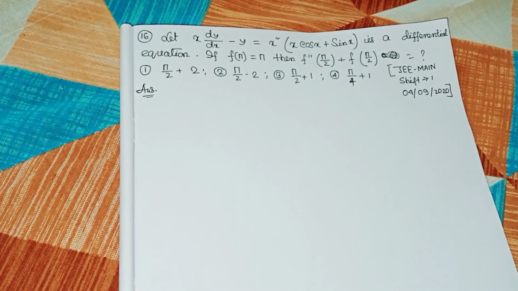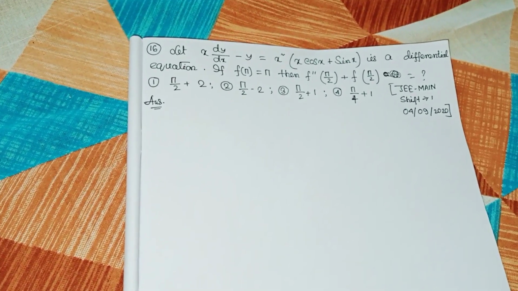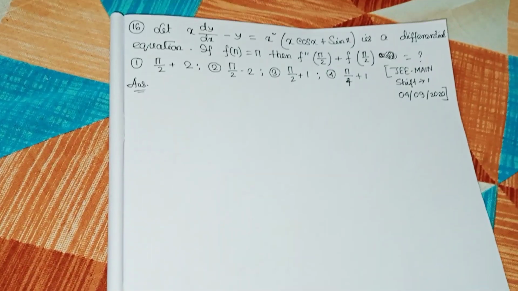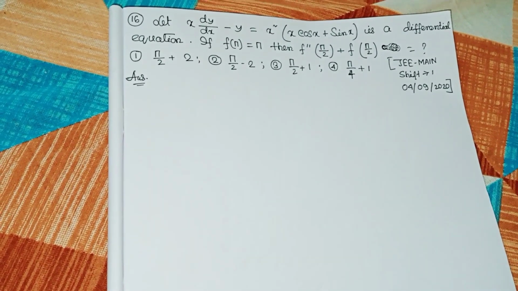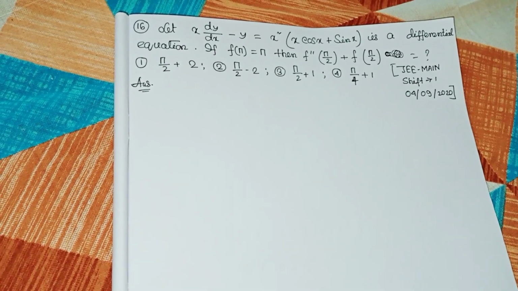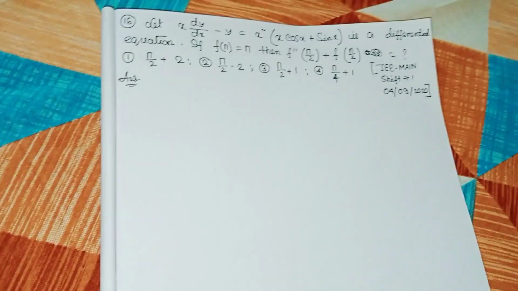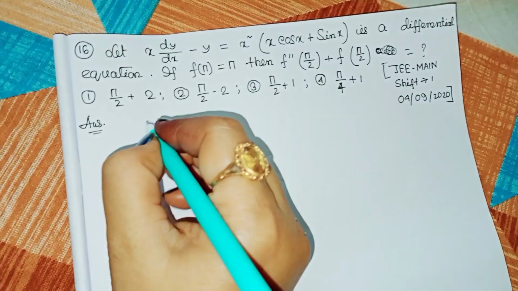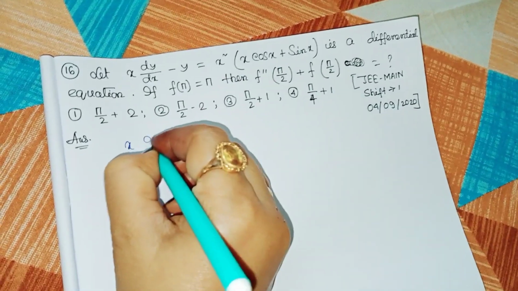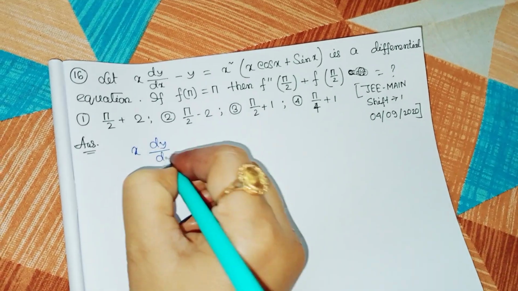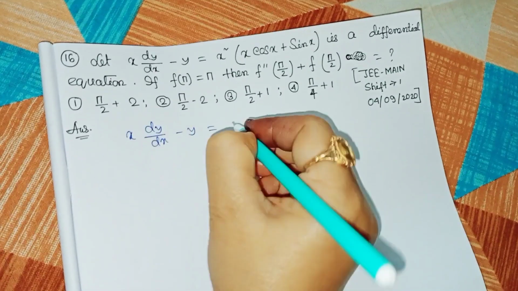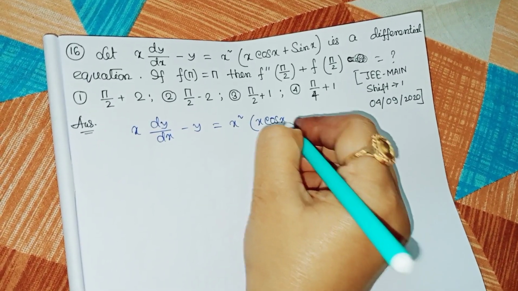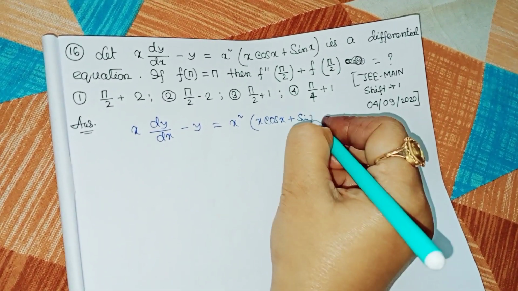Four options are given. We should calculate the value of f''(pi/2) plus f(pi/2). A differential equation is given here, so it is a question on differential equations, and it's a memory based question also. So the given differential equation is x dy/dx minus y is equal to x squared times (x cos x plus sin x). This is our given differential equation.